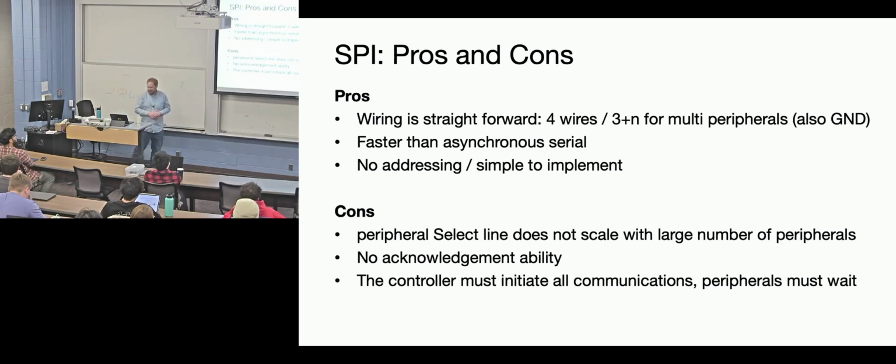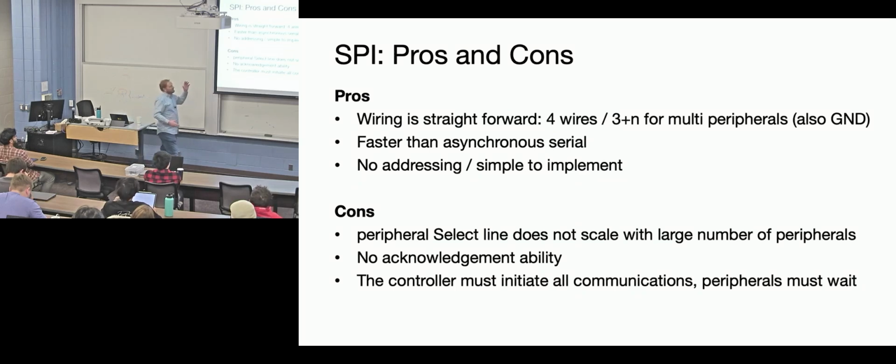All right, so pros and cons. Wiring is relatively straightforward. So 3 wires plus n number of peripherals because you have chip select, and you also need them to be connected with ground, so at least 5 wires. Faster than asynchronous serial, so faster than UART. No addressing. We're going to talk about another scheme where you actually have to have an address. And arbitration is relatively simple to implement. You have a chip select line.